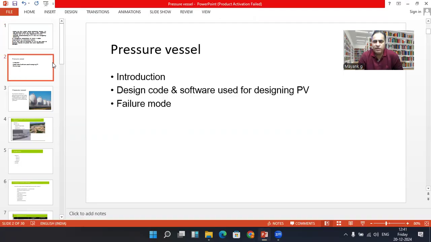So I'm sharing my screen and we will be discussing the introduction to pressure vessels, the design codes and the software used for the designing of pressure vessels, and the various failure modes in the pressure vessel.